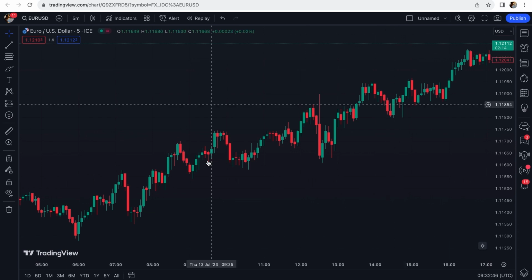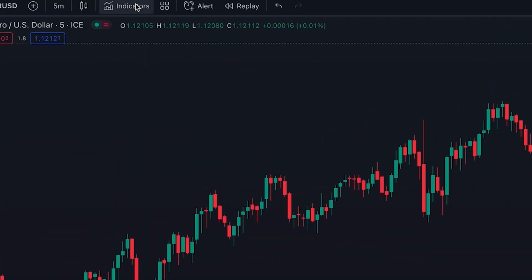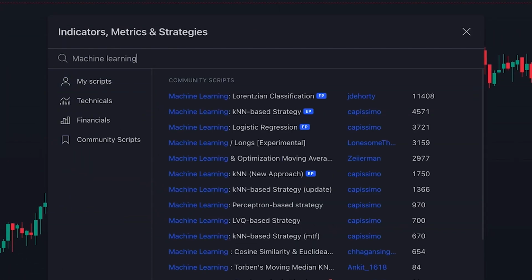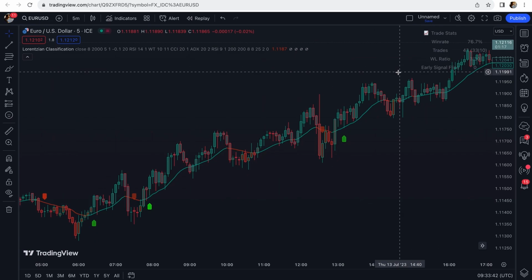In this strategy we have 3 indicators. For adding them, here we click on indicators and we simply search their name. The first one that we want to add is a very powerful indicator which is built based on machine learning algorithm. This one, machine learning Lorentzian classification, which is an editor's picks indicator, and it's written by someone named J.D. Horty. Alright, as I said, this indicator is built based on machine learning algorithm.